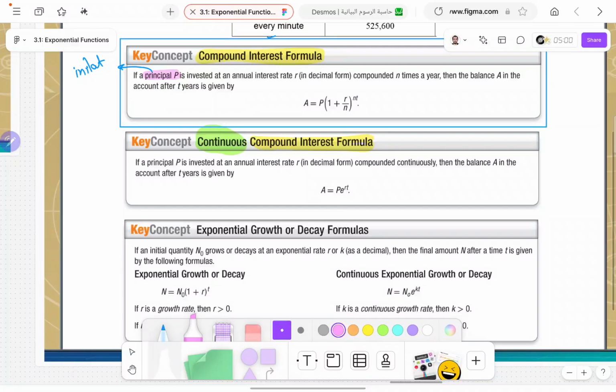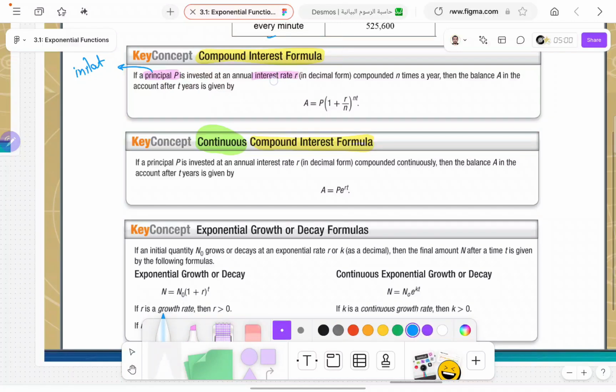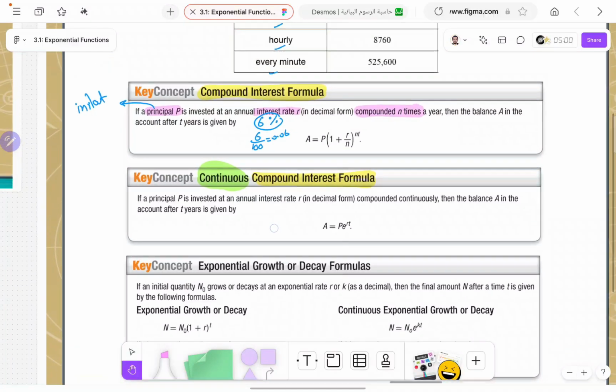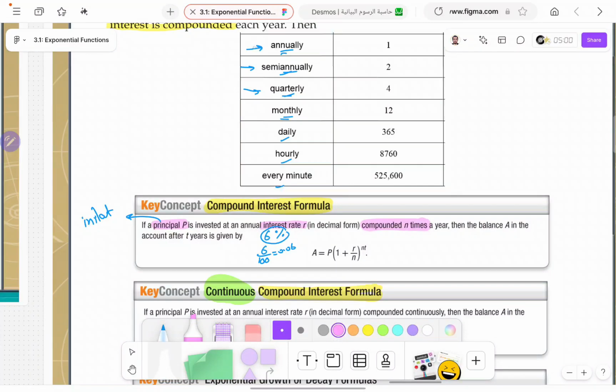Now, the annual interest rate is represented by R, and the interest rate is often given as a percentage. So if the question gives you an interest rate of 6%, you don't write 6%; you have to take 6 divided by 100, which equals 0.06. Then compounded n times: n is what we explained, and n can be given in the question in one of these words here.